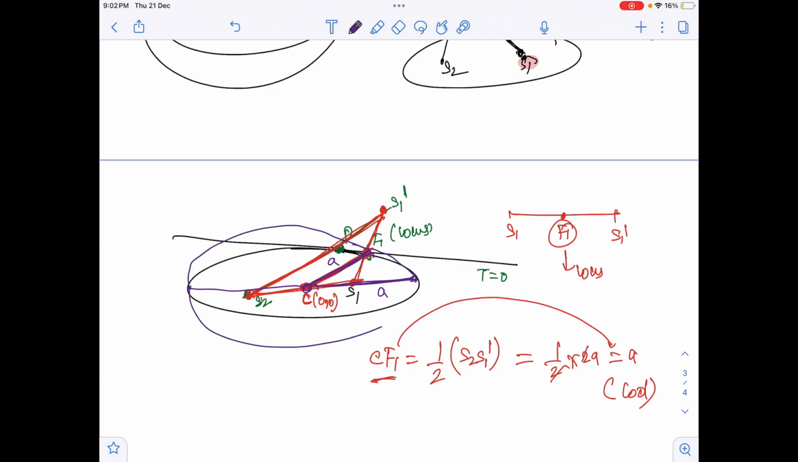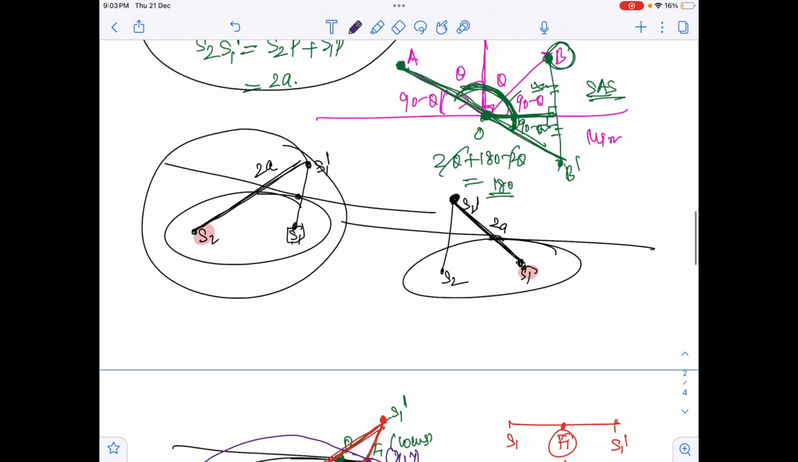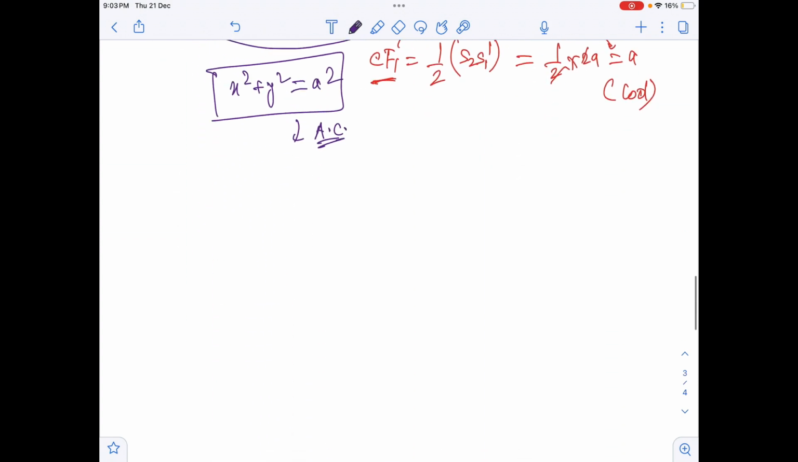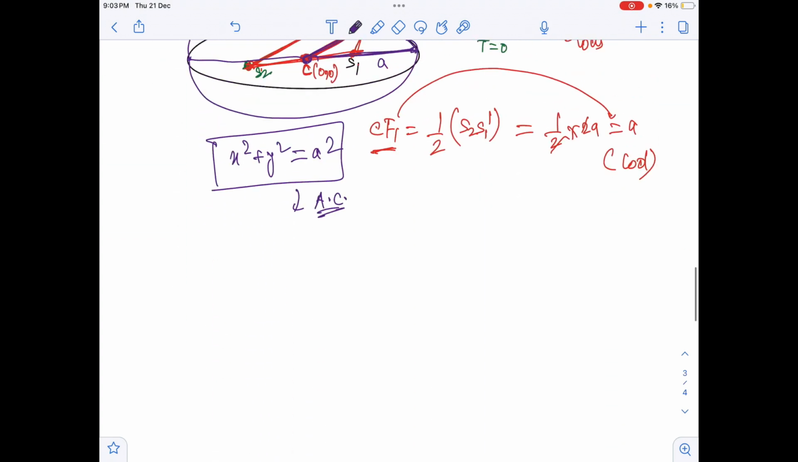So what will be the locus of F1? It will definitely be a circle. Because you can tell, let's say F1 is (x, y). By the distance formula, the distance from (0, 0) should be A, so that will be the locus. And this you call the auxiliary circle. So basically I have proved this because some of you might feel like how exactly it can be done geometrically.